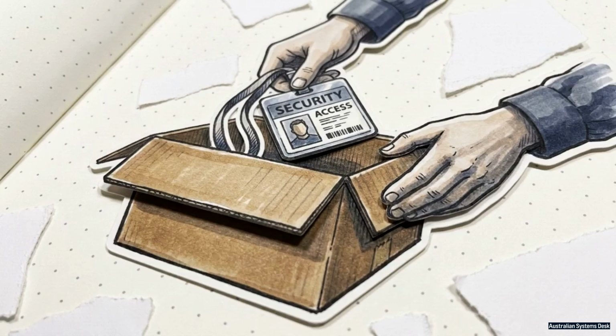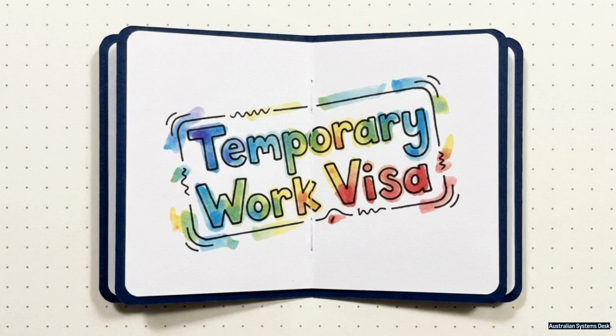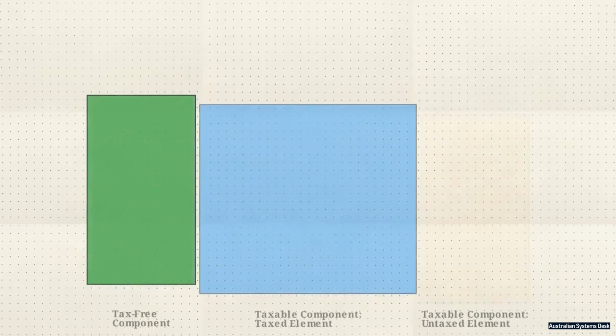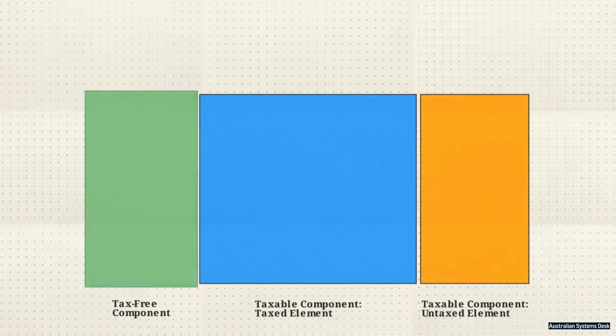You cannot claim DASP simply because you stopped working. You must have accumulated super while on a temporary visa, you must have physically left Australia, and your temporary visa must have officially ceased. This bar chart breaks down a typical superannuation account into its 3 possible tax components.